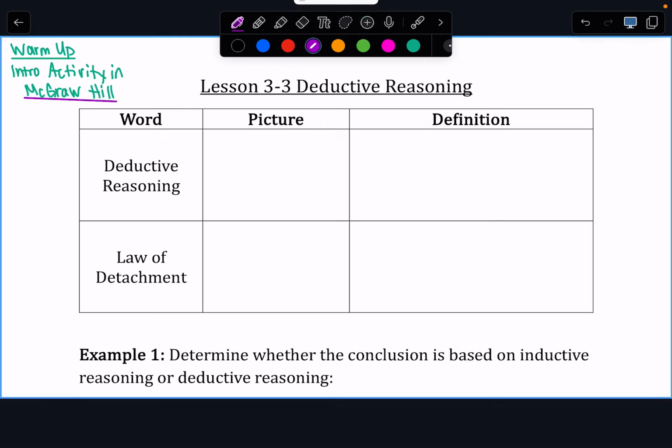Last week we talked about inductive reasoning. Who can remind me what inductive reasoning was? Logic based on what? Patterns. Okay? Deductive reasoning is logic that uses facts, rules, definitions, and properties.